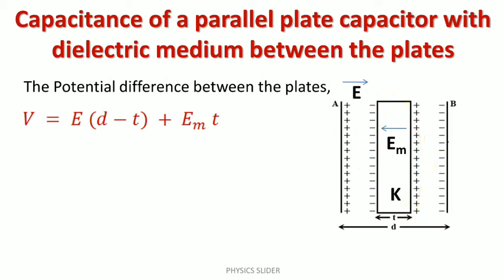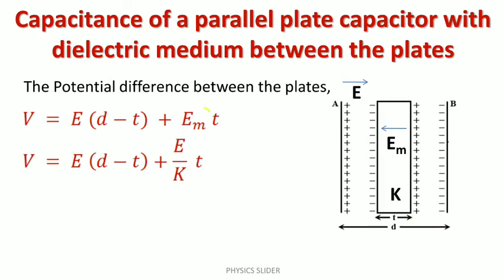So the electric field in vacuum into the gap of the vacuum, which is D minus T, plus we have the electric field in the dielectric material and the gap is T. So the potential difference will be EM into T, electric field into the gap. Right, so the potential difference between the plates will be given as this. This is due to the vacuum, the potential due to the vacuum, and this is the potential due to the dielectric medium.